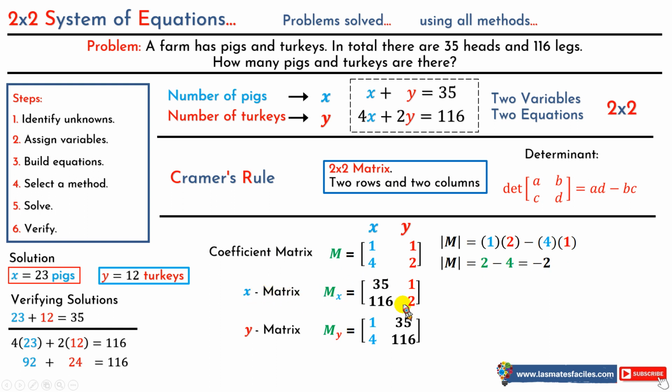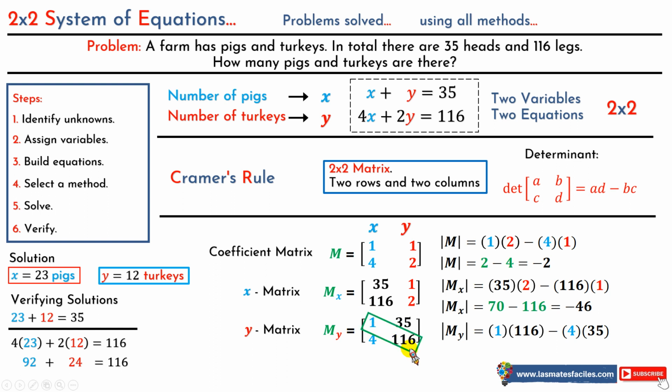Let's do the same with the other matrices. For the X matrix, we multiply this diagonal 35 times 2. Now we multiply the other diagonal 116 times 1. We subtract the results and we get minus 46. That is the value of the determinant of the X matrix. Now for the Y matrix, we multiply this diagonal 1 times 116. Now we multiply the other diagonal 4 times 35. We subtract the results and we get minus 24. That is the value of the determinant of the Y matrix.